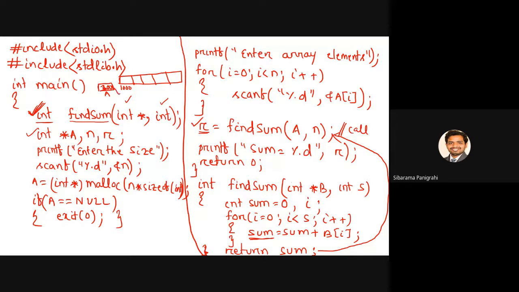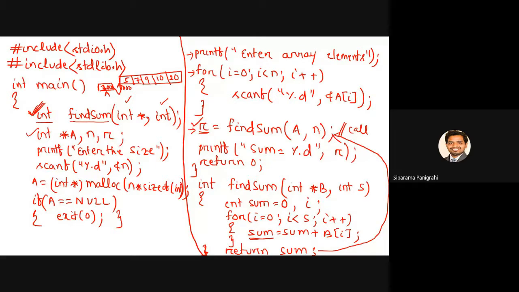So 1000 will be stored inside a. Now you see a is pointing to the starting address. Next, if a equal to null, no memory is available. So a is not null, malloc will return the starting address, so we can proceed with the program. Next, printf enter the array elements. Here I have entered the array elements, let's say 5, 7, 9, 10, 20, right? Next, r equal to find sum. It will call the find sum function where we have passed a and n.